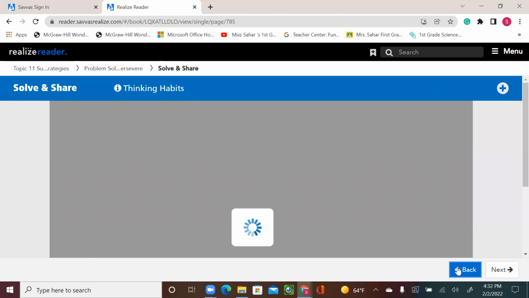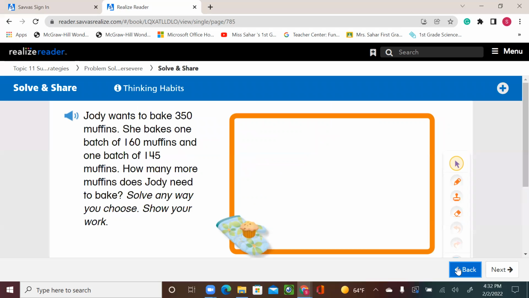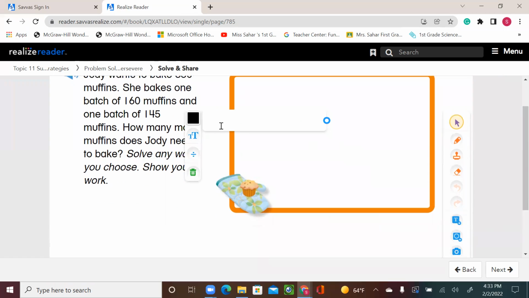Okay, so let's go back to our question, page 493, and try to get the answer here. Break out the information, see what we have, and what are we looking for. Jody wants to bake 350 muffins. She bakes one batch of 160 muffins and one batch of 145 muffins. How many more muffins does Jody need to bake? Solve any way you choose. Show your work. All right. So this is her goal, 350. She baked 160 and then she baked 145. So first part, I'm going to add what she baked together.